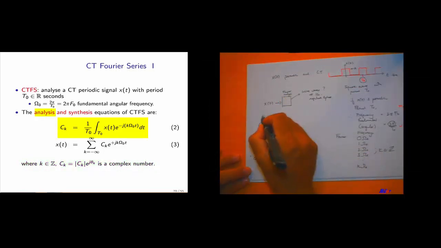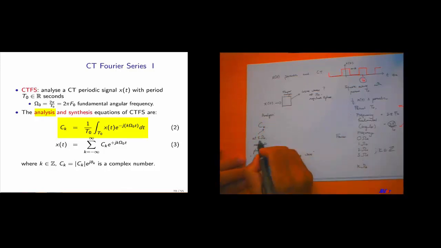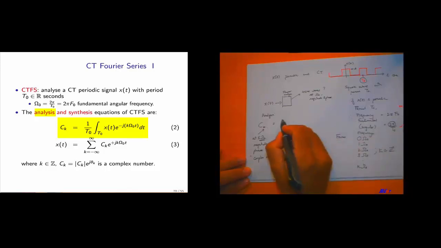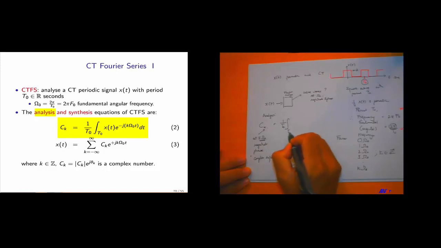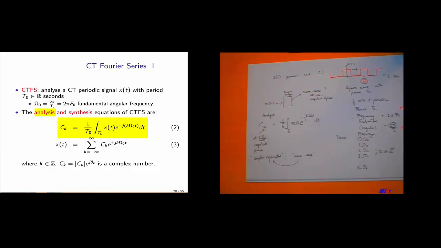Right, let us now write the analysis equation, how to find the component of complex exponential at the k omega naught frequency for x of t. And this is given by the following equation. C k equals 1 over T naught, which is 1 over the period, integrate over the interval of 1 period, the original signal x of t multiplied by e to the minus j k omega naught t dt. And this is the Fourier analysis continuous time equation.